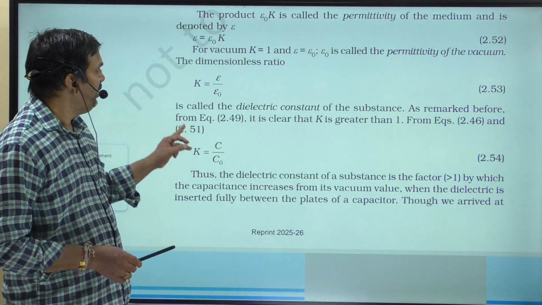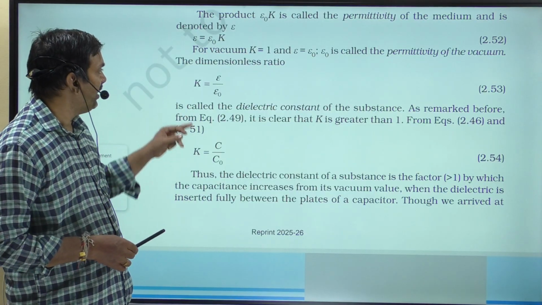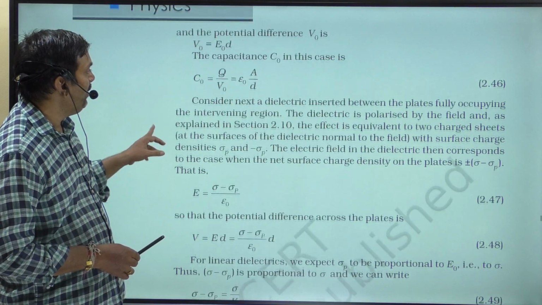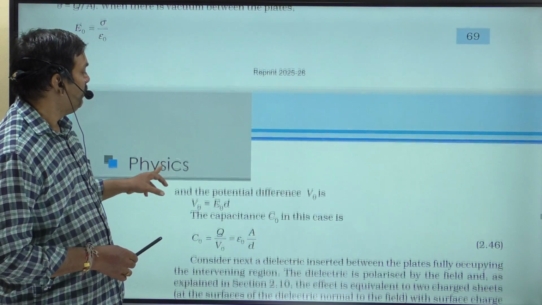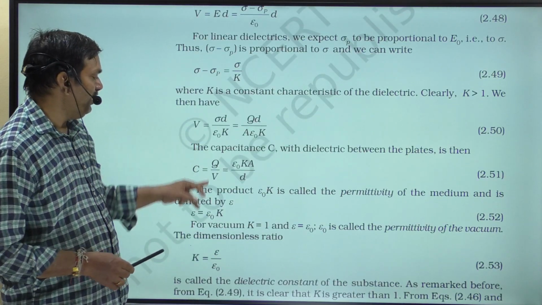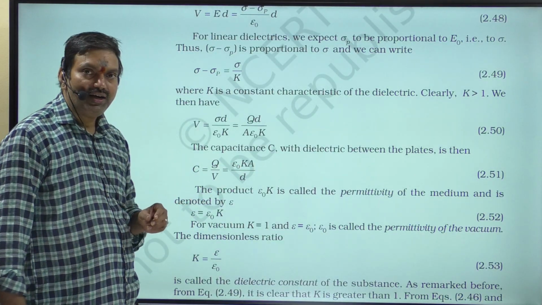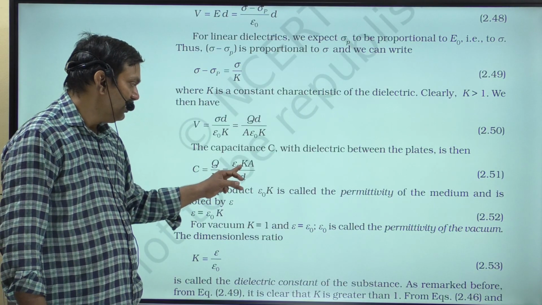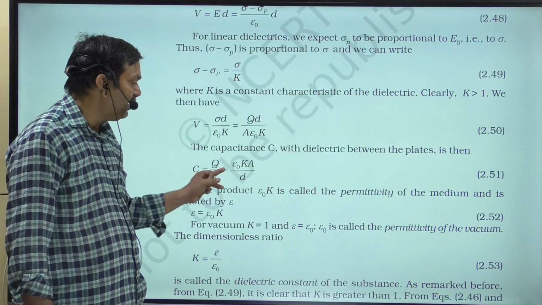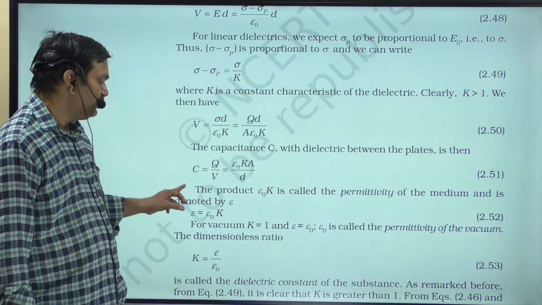Now we are going to get the dielectric constant, or relative permittivity. What happens exactly when you keep a dielectric? The final effect is that the capacitance becomes K times. If the dielectric constant of the medium, or the relative permittivity, is K, then the capacitance will be increased by K times. Capacitance with dielectric between the plates is increased. That is how it happens.